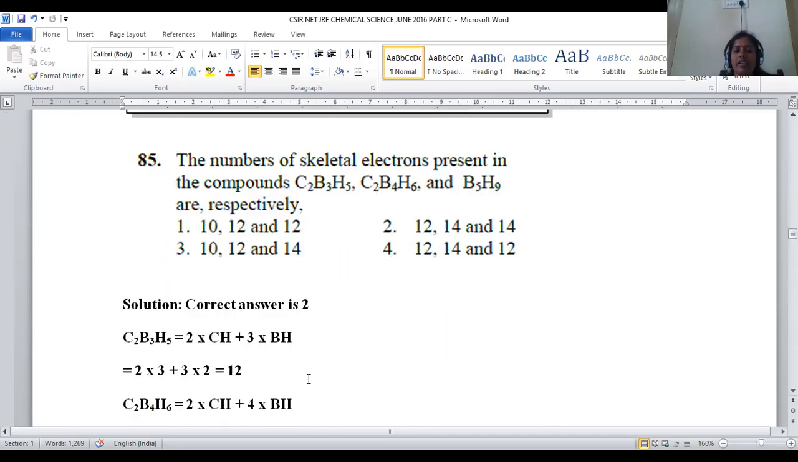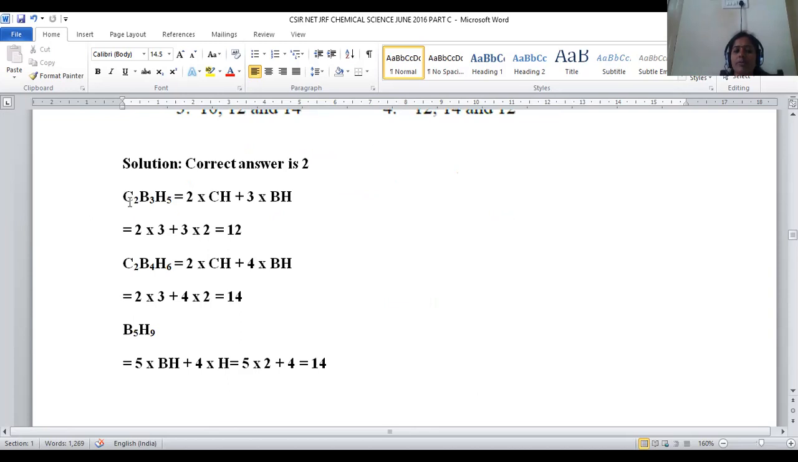Let us move on to question number 85. The number of skeletal electrons present in the compounds carborane C2B3H5, C2B4H6, and borane B5H9 respectively. Total skeletal electron count should be predicted. First, let us go with compound number 1, C2B3H5. In order to predict the total skeletal electrons, we have to differentiate how many CH units and how many BH units there are. Here CH units are 2, BH units are 3.